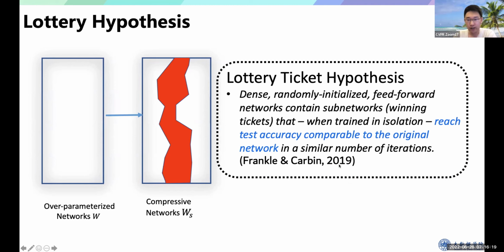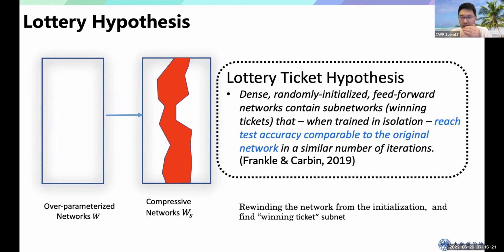However, Frankle's work relies on training from initialization to find the winning ticket subnet, which is very time consuming. So we're thinking whether we can do it cheaper, right? For example, with early stopping, whether we can find some sparse subnet as winning tickets in the lottery ticket hypothesis. This actually inspired our work next.